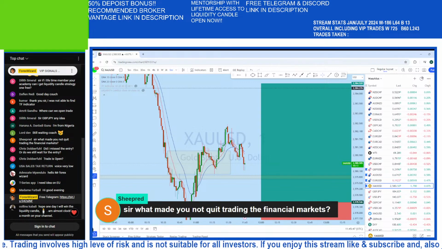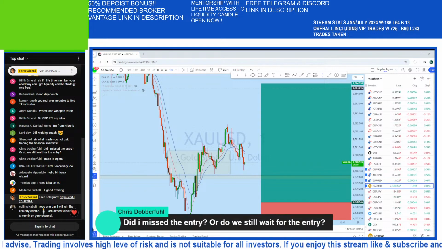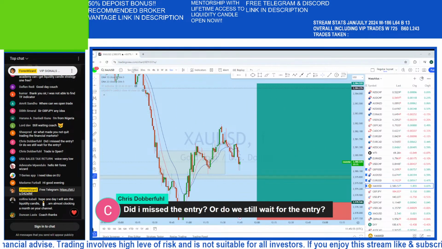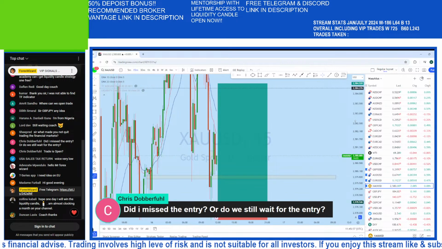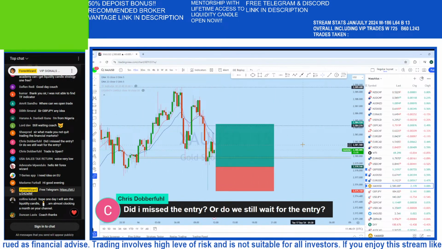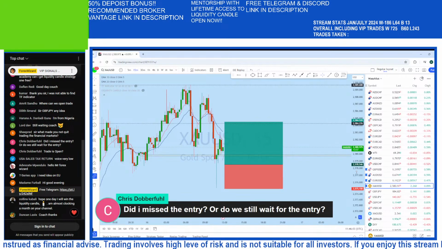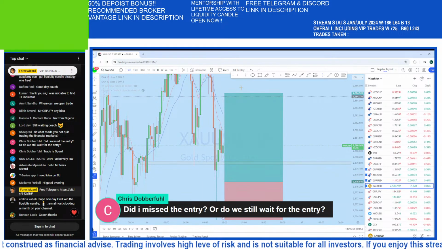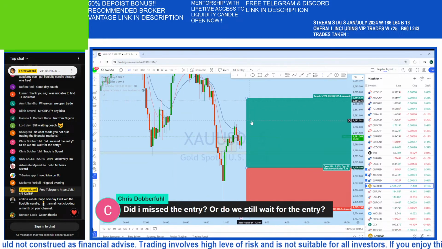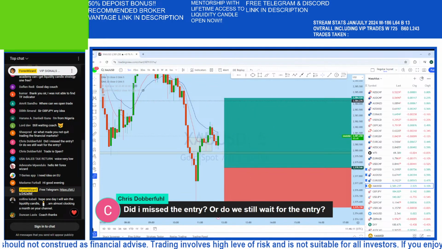Did you miss the entry, or do we still wait for the entry? We are waiting for the entry. There is one entry that we traded on the VIP early today. We had 3 trades early today. 2 didn't work out. This one, I'm waiting for the market to bounce back up, and let's see how far it might go, and then we can look for an entry. We'll see that. Trade is open.